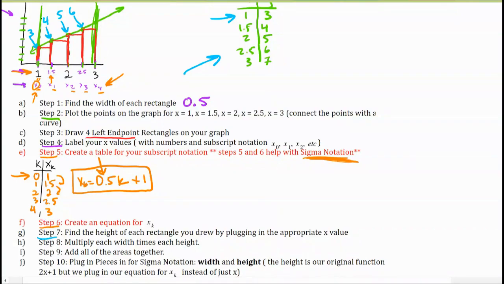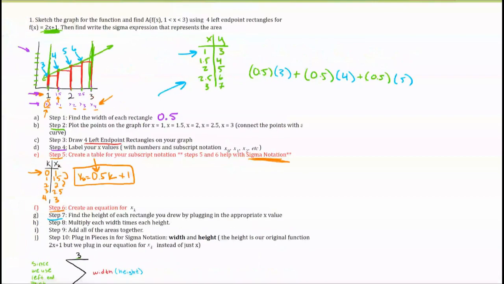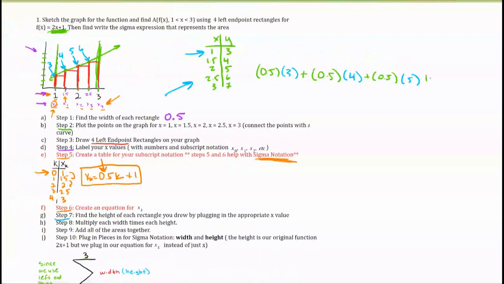So step 8, I'm just doing the widths times the heights because there's 4 rectangles, so I have to do all of those. So 0.5 times the first height, which is 3. And then I'm going to add all of these together in the end because all of the rectangles combined are going to be what give me my full area under the curve. So 0.5 times 4, 0.5 times 5. And again, these are just because those are my heights for my rectangles over there on the left. And my last one, 0.5 times 6.